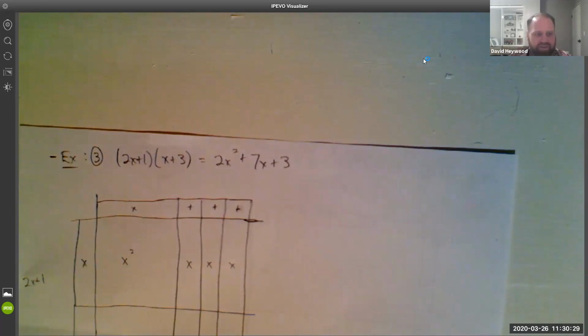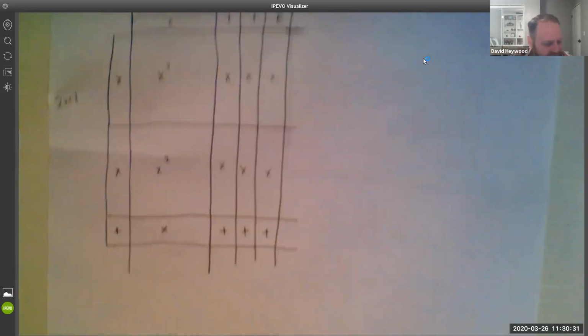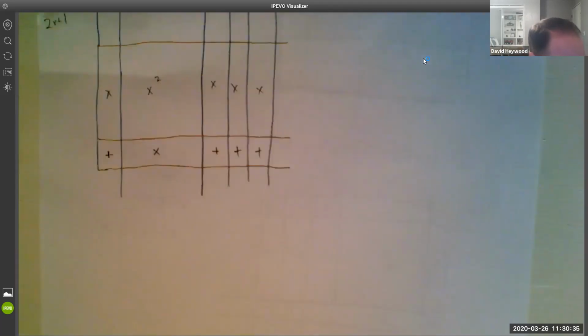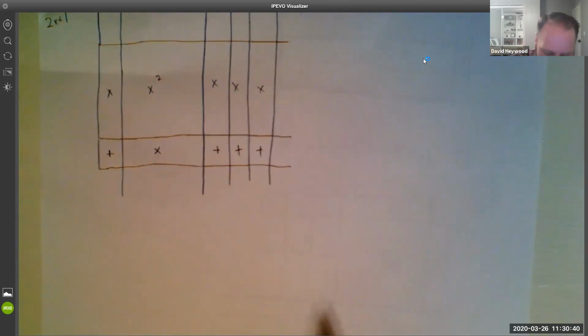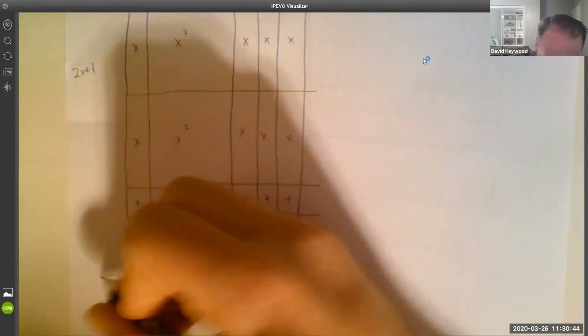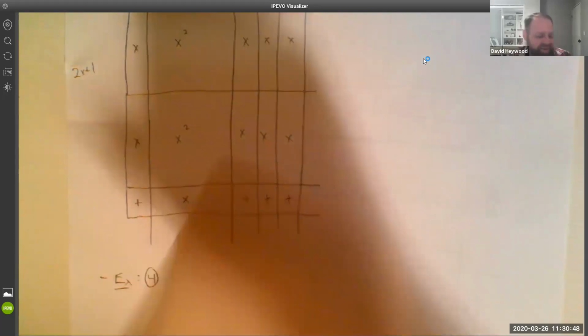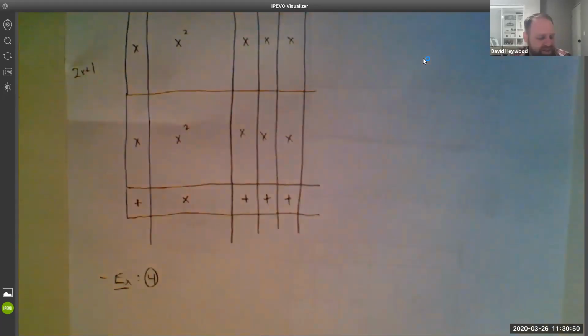Let's do another one. Let me give you a slightly more challenging one maybe. We'll throw some y's into the mix, because I think you've probably got the hang of it, but we'll see. So first of all, I'm going to make one of these a trinomial instead of a binomial. And for another thing, I'm going to throw some y's into the mix.